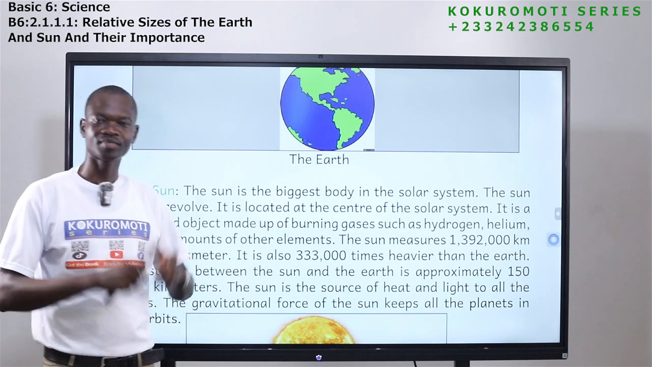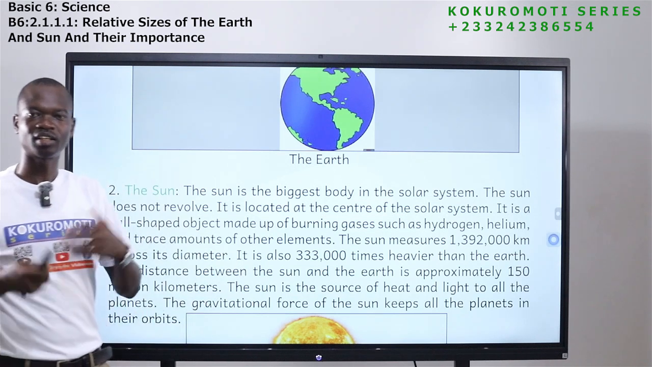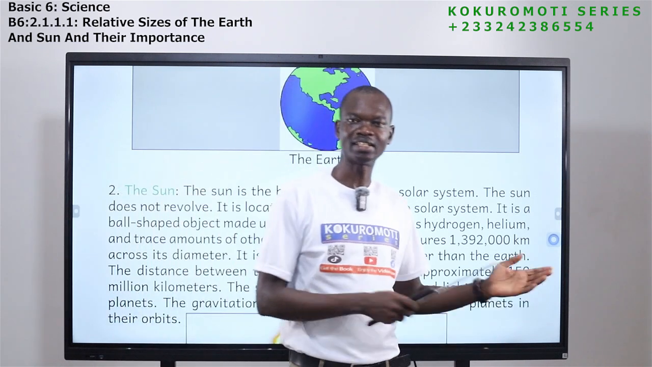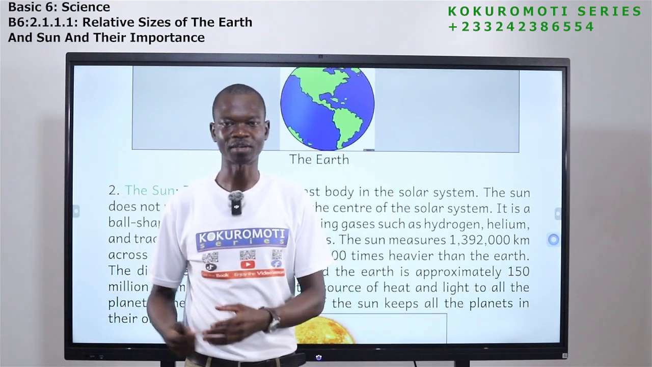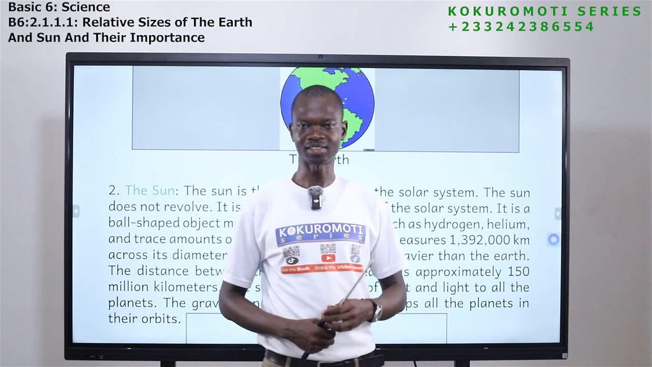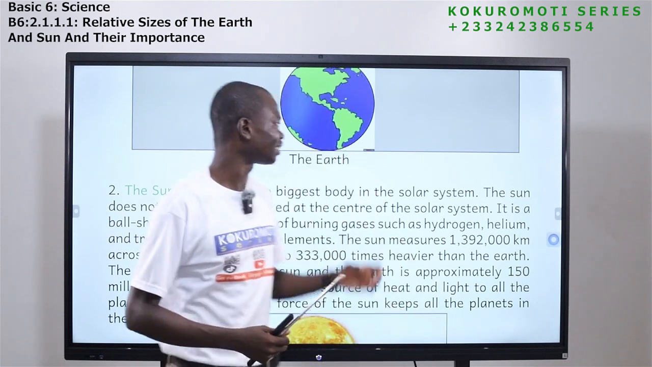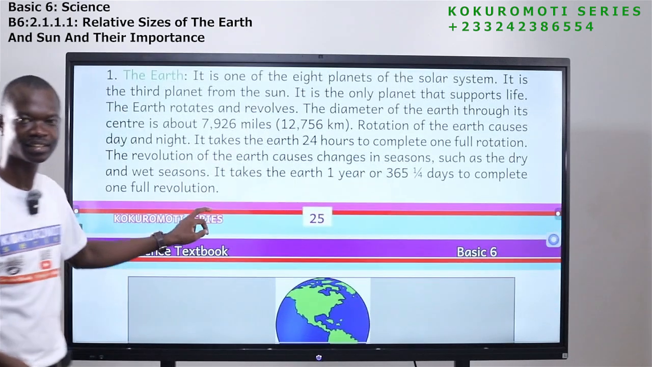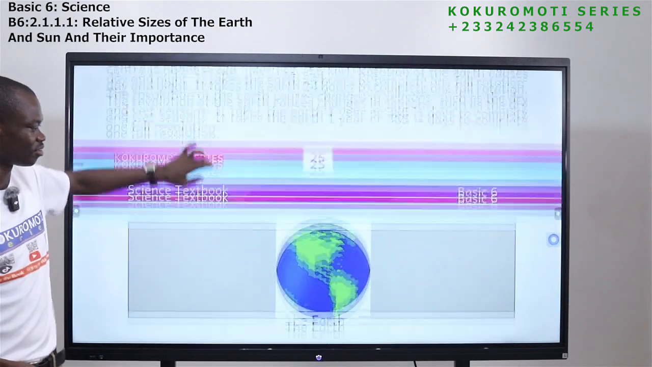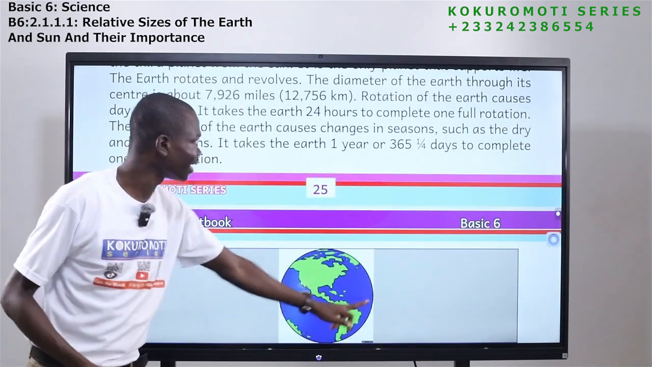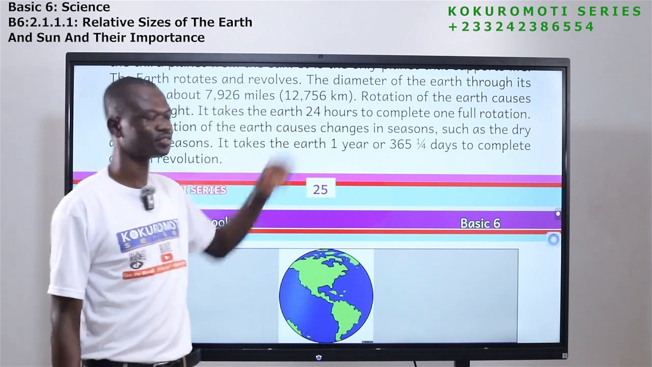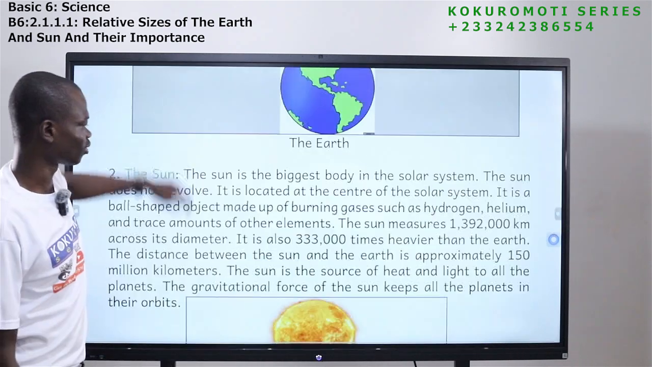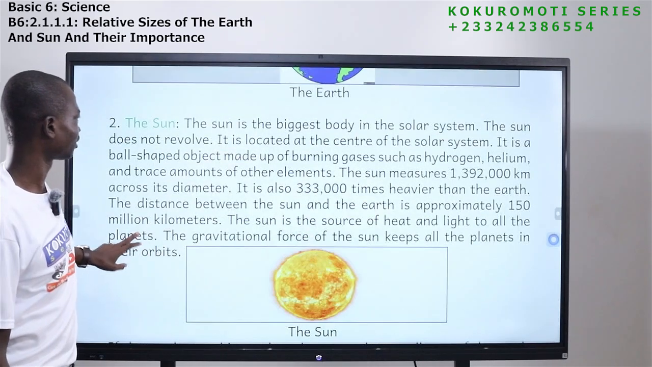The Earth causes rotation and revolution. Rotation brings about day and night. Revolution also brings about changes in seasons. We have seen that the size of the Earth, the diameter from this side to this side, is 12,756 kilometers. Okay, so that is one thing that you should know about the Earth.